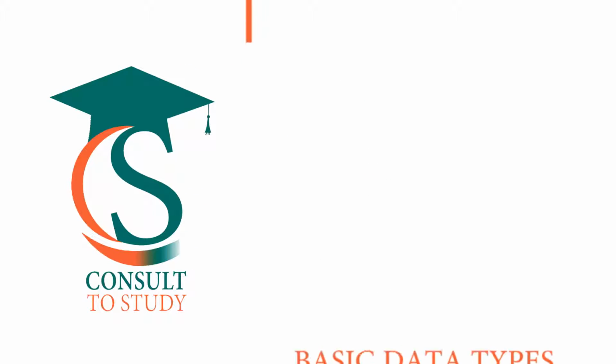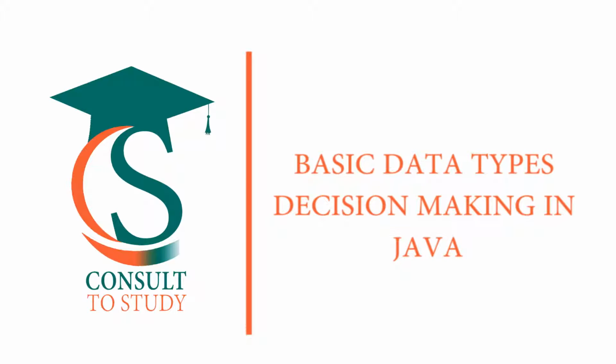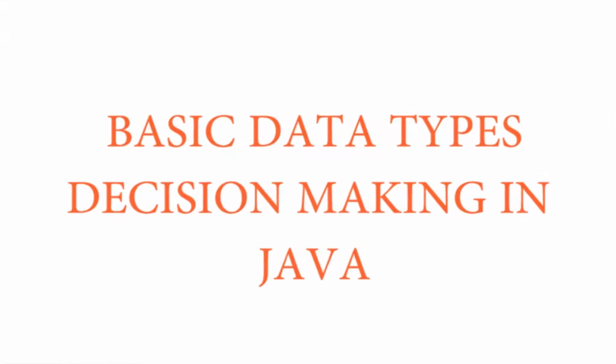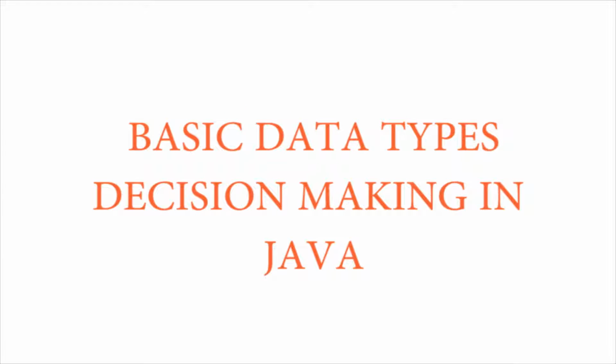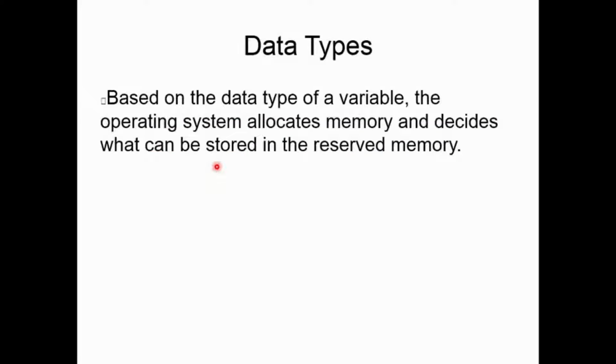In this video, we will be teaching you about basic data types and decision making in Java. At first, let's take a look at the basic definition of data types. Based on the data types of a variable, the operating system allocates the memory and decides what can be stored in the reserved memory.